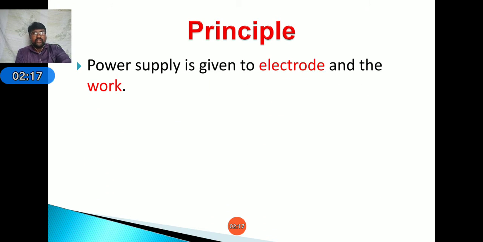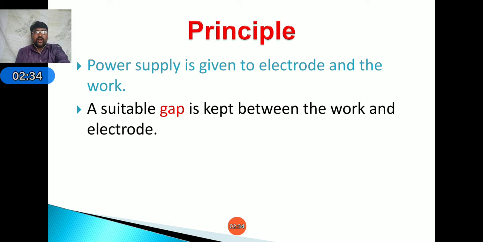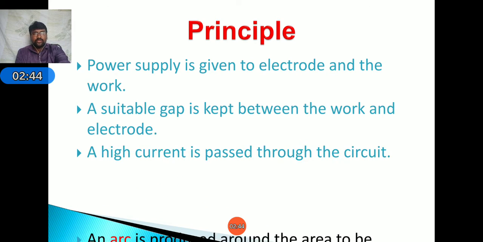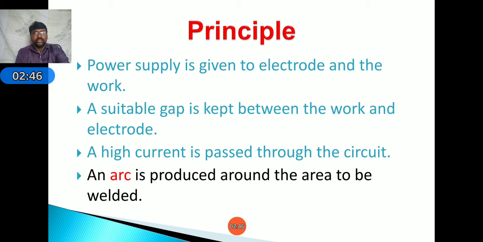Next, coming to the principle of arc welding. Here the power supply is given to the electrode and the work. The power system generally consists of two cables, anode and cathode. Of the two, one is given to the electrode and the other is given to the workpiece. We have to maintain some gap between the workpiece and the electrode. Next, a high current is passed through the circuit. Next, an arc is produced around the area to be welded.